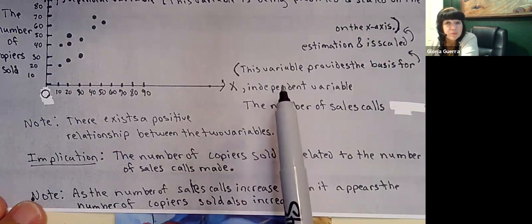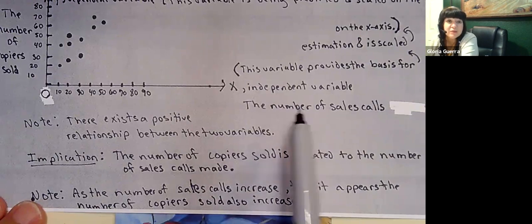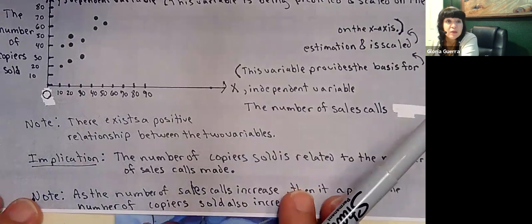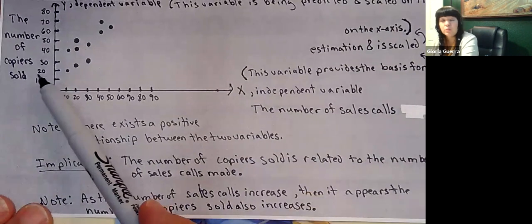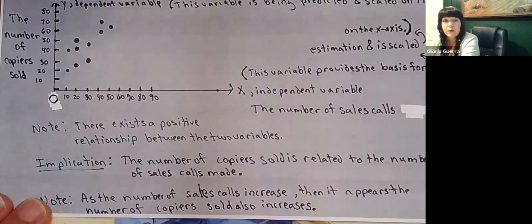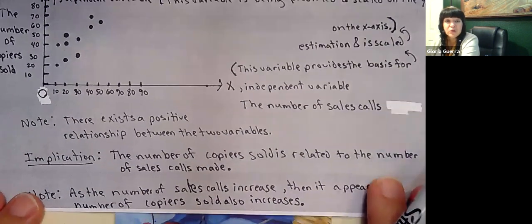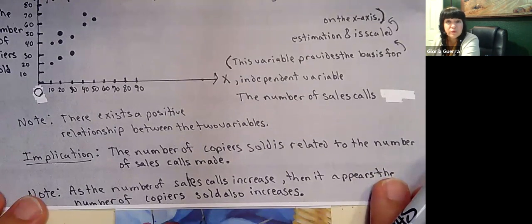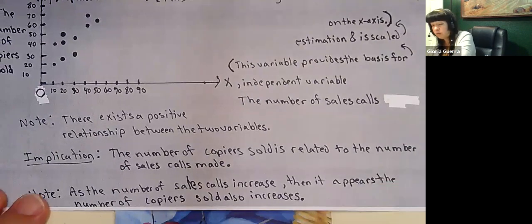So your independent variable would be the number of sales calls. You manipulate the sales calls. Sometimes it was 10, sometimes it was on the high end. And then you looked at the impact on the number of copy machines sold. It says the number of copiers sold is related to the number of sales calls made. There was a positive relationship between the two variables. Okay, so that's just an idea to help you.